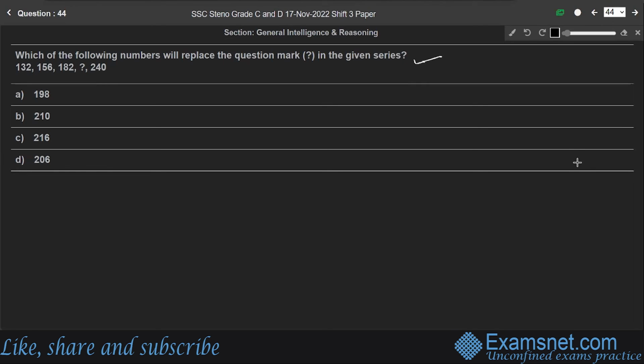Question number 44. Which of the following numbers will replace the question mark in the given series? In the given series, the first number is 132, the second number is 156. When a number is added to 132, you get 156. That number is 24. 132 plus 24 gives you 156. The third number is 182. So 156 plus 26 is equal to 182.